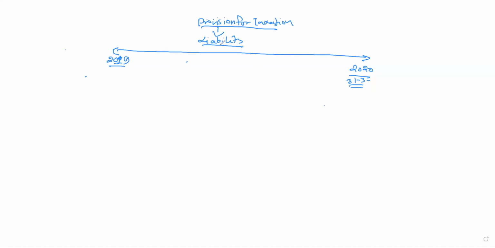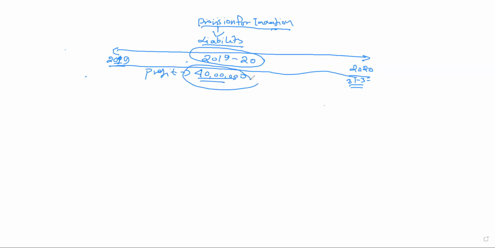Provision for taxation is an account created to record the estimated amount of tax that you will pay for the current year in the next accounting year. This is your accounting year 2019-20. In this particular year, say you have made a profit of 40 lakhs. Now you tell me, when did you come to know that you have made a profit of 40 lakhs? At the end of the year.